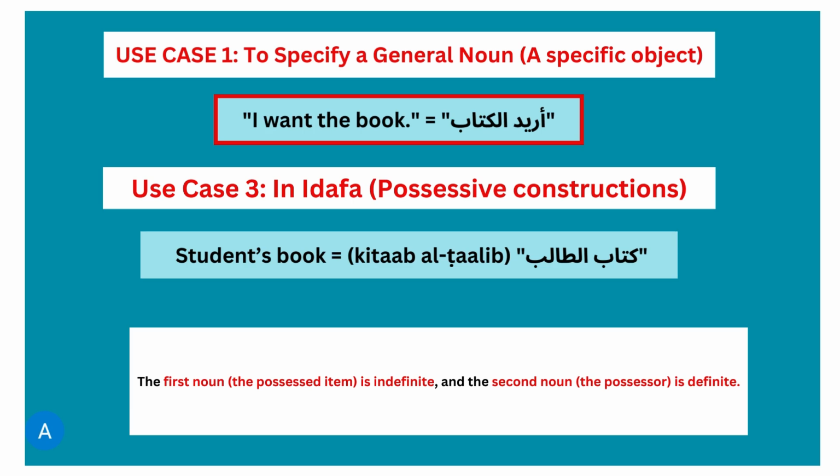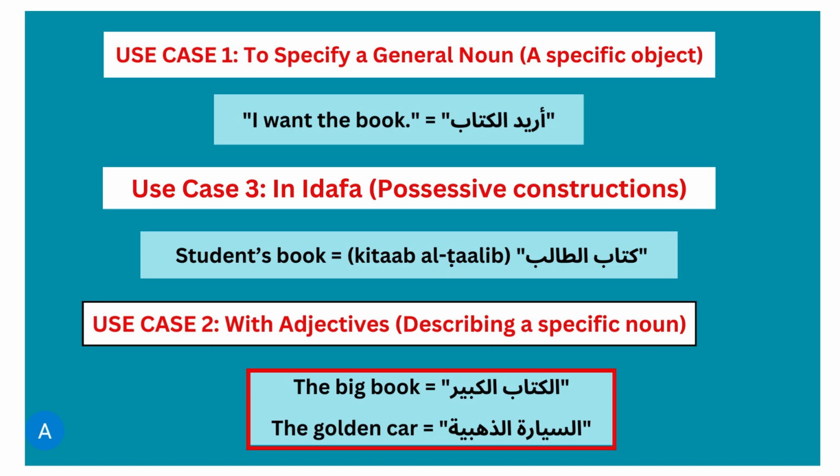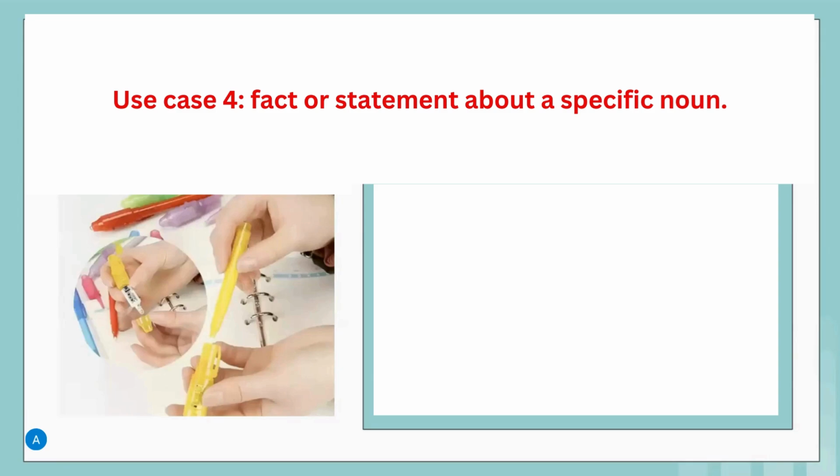And the second use case that we have seen today is very simple, where we have to make sure that the first word has al, then the second word will also follow al, where we are trying to describe a noun using adjectives. The big book, the golden car, right? Clear? Now let's take the last use case of al.